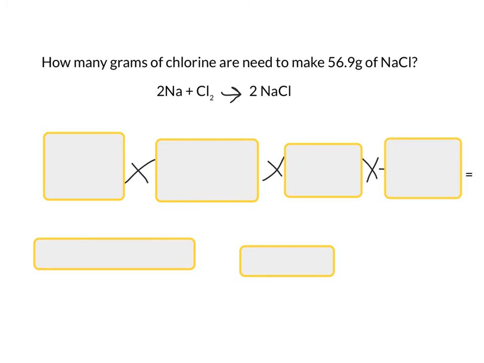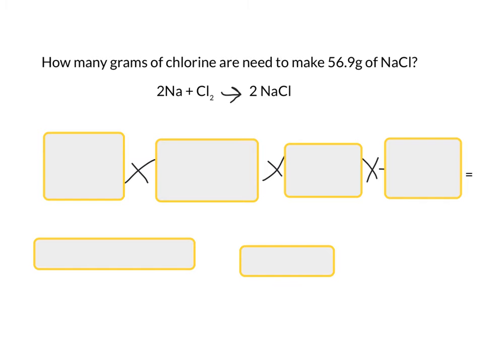All right, gang, here we go. We are going to take everything we've done in the last couple of days and put it all together today. So we're going to do actual stoichiometry right now. And that means we're looking at those relative quantities and how they compare in chemistry. So the question we're going to start with is how many grams of chlorine are needed to make 56.9 grams of sodium chloride? So I have the equation. Notice the equation is conveniently already balanced for me.